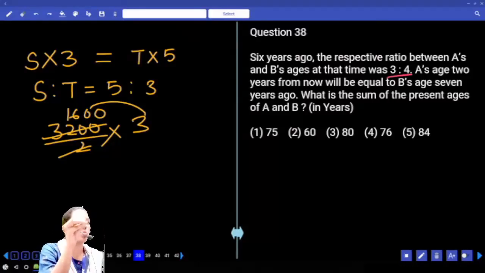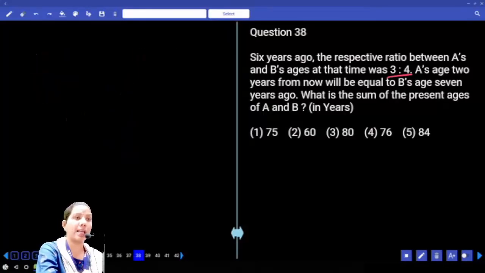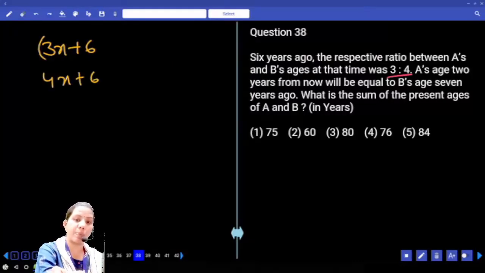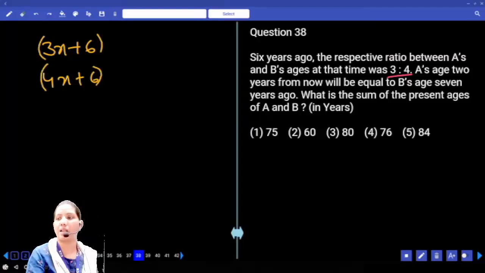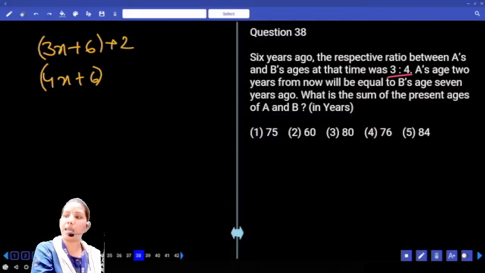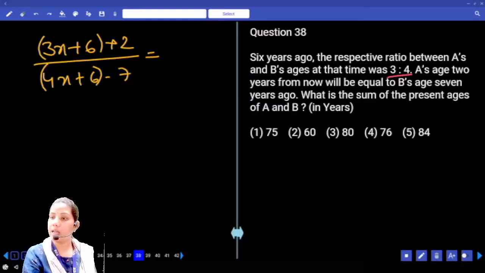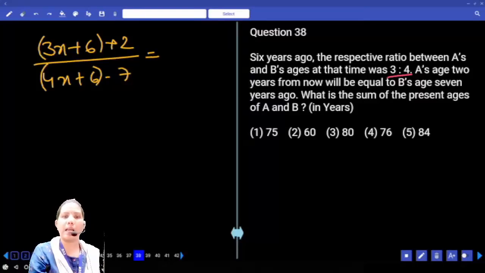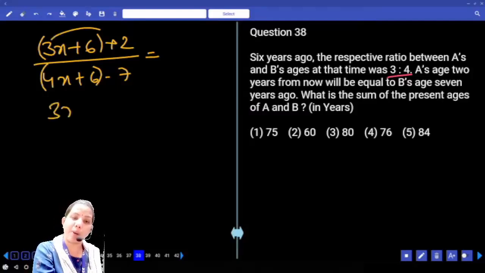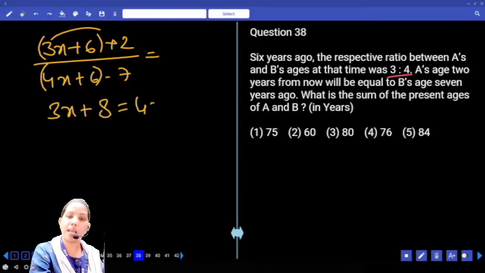6 years ago, suppose my assumption A's age is 3x. A's age is 3x. Then the present age is 3x plus 6. And what is B's age? 4x plus 6. 3x plus 6 is the present age and 4x plus 6 is the present age. Next, A's age 2 years from now means plus 2. And next, B's age how many years ago? 7 years ago. Both will be equal. So 3x plus 8 is equal to 4x minus 1. Finally, we conclude that x is equal to 9.